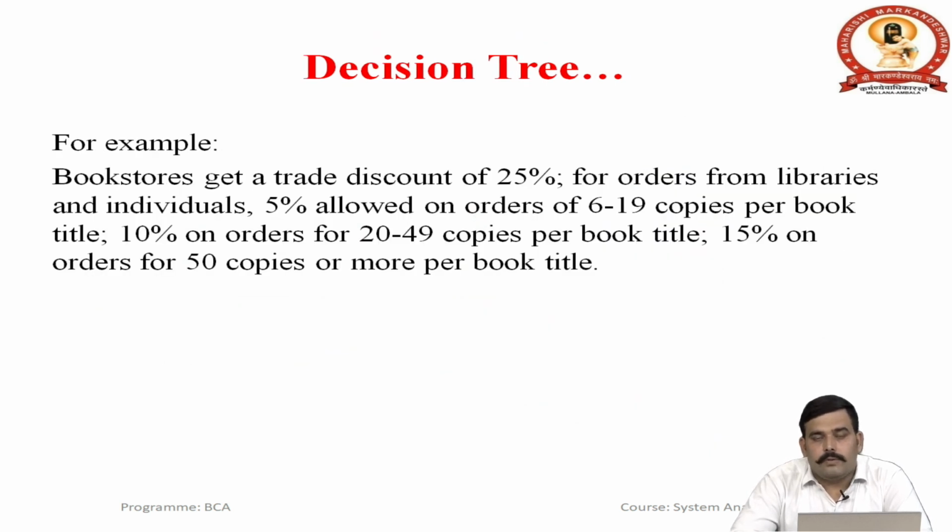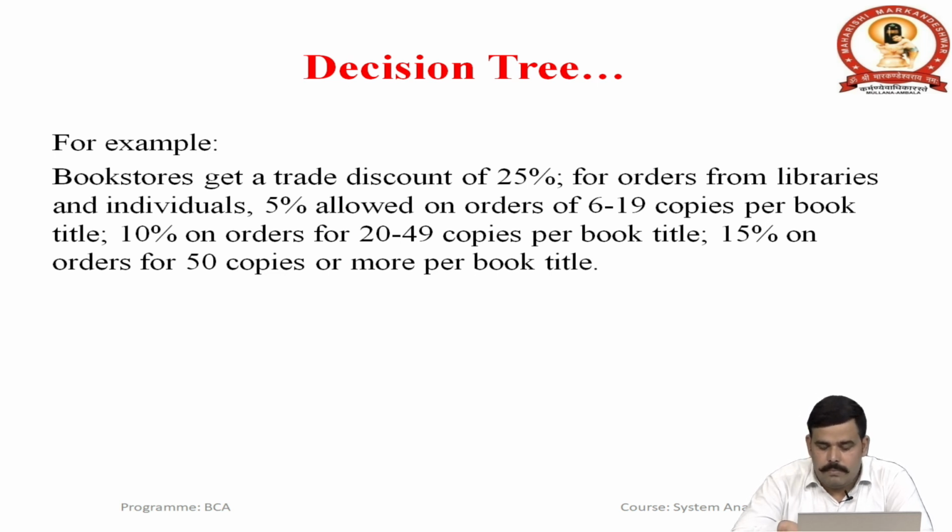We are going to create a decision tree. Here we have a problem or a statement, and on the basis of that we have to create a decision tree. The statement is related to the bookseller or publisher discount policy: the bookstore gets a trade discount of 25% for orders from libraries and individuals; 5% is allowed on orders of 6 to 19 copies per book title, and 10% on orders of 20 to 49 copies per book title, 15% on orders of 50 copies or more per book title.